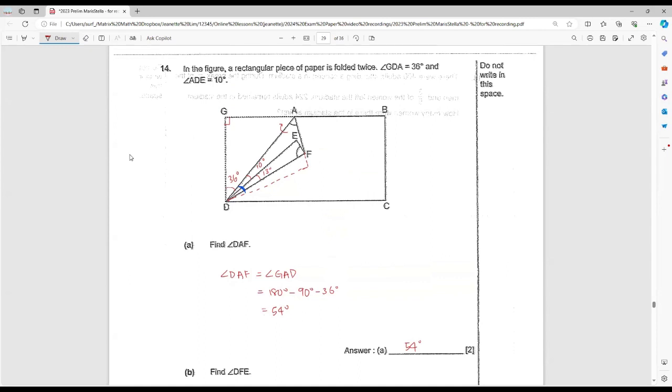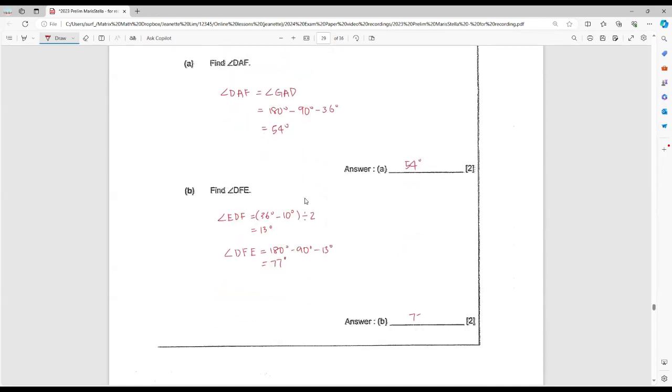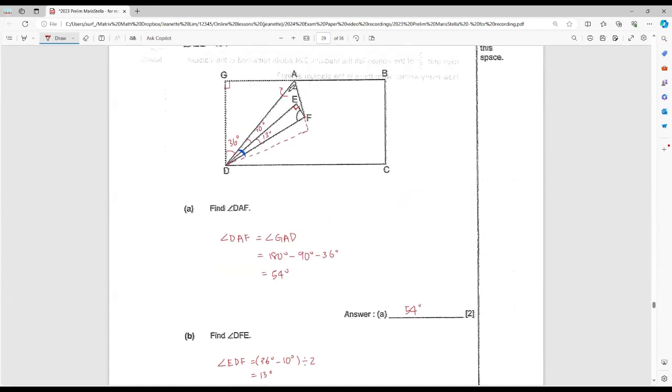That gives 13. Now take note, where did this angle here come from? This came from here, right? And this actually came from this corner. So actually DEF is a right angle. Now we can find DFE using this triangle here, 180 minus the 90 and 13, and we get 77 degrees. Quite not your typical folding paper kind of question, because this is double folded, so you need to visualize for this.